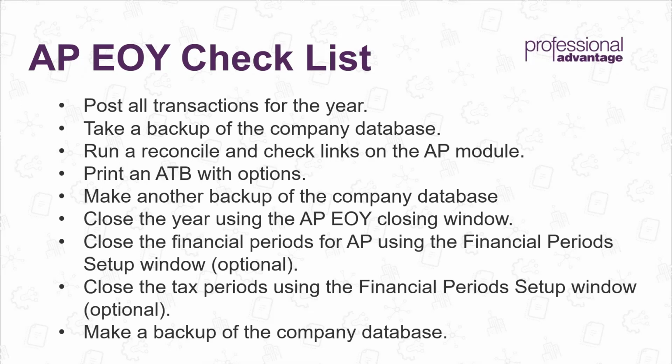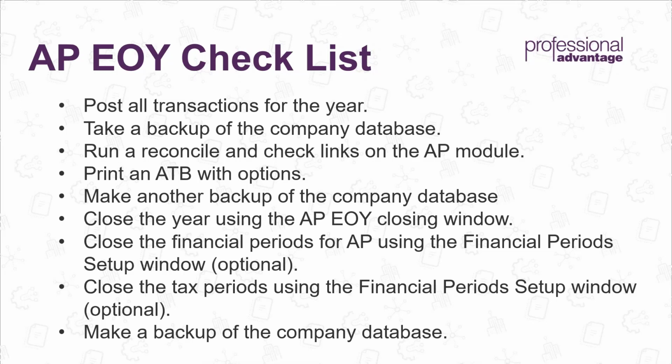Again, there is a list of things we need to do to prepare for the end of year process. Things like, we need to ensure we post transactions for the closing financial year, and also, again, take a backup of the company database, as always, and run a reconcile and check links on the AP module. Now, all of those, you'll notice as we go through the other modules, are kind of routine things to do. You post all transactions, make a backup, and do reconcile and check.